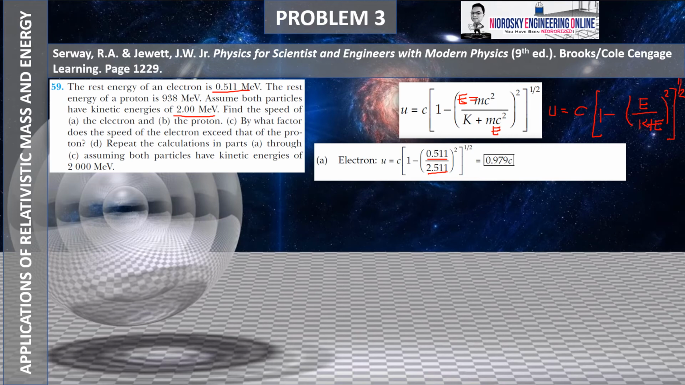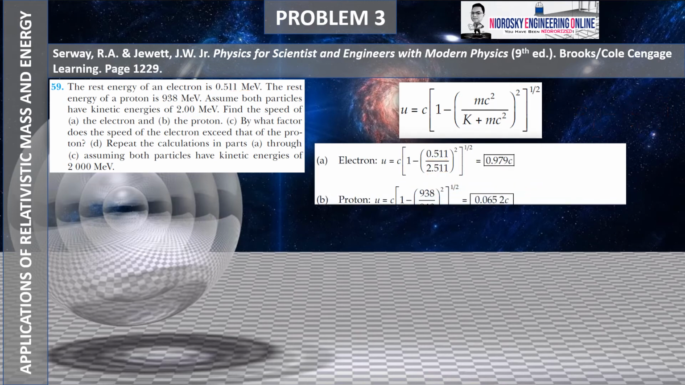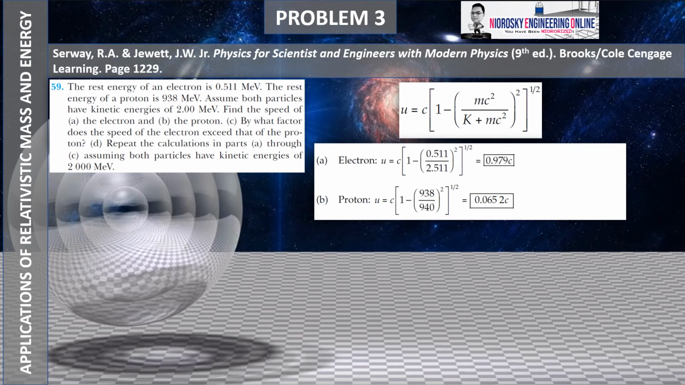Now, let's proceed with the proton. This time the proton has 938 mega electron volt. That's your E. And K plus E is 938 plus 0.511 mega electron volt, so roughly estimated at around 940, as depicted here. Therefore we now have 0.0652 c, meaning 6.52% of the speed of light is the actual velocity of travel for that particular proton in the same condition, relativistically viewed.